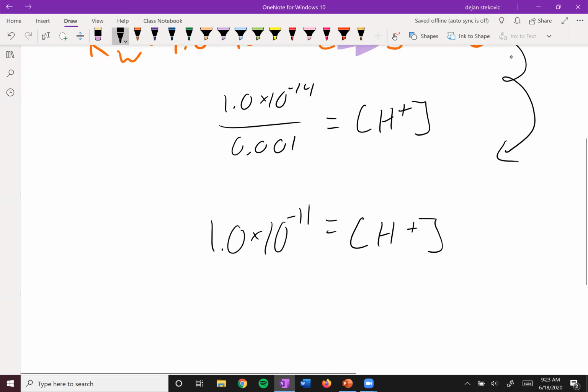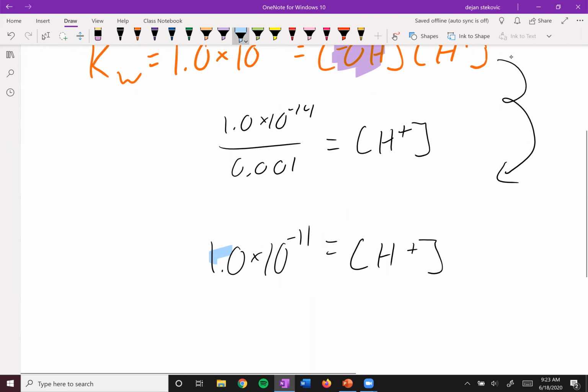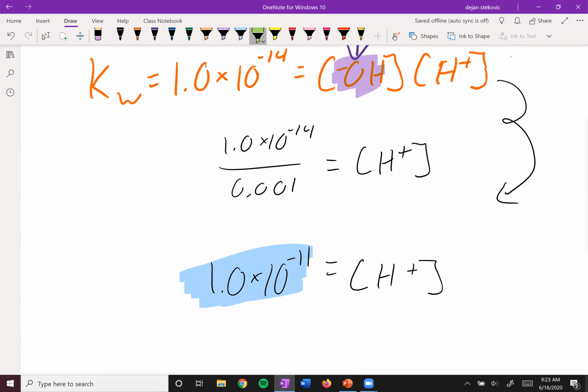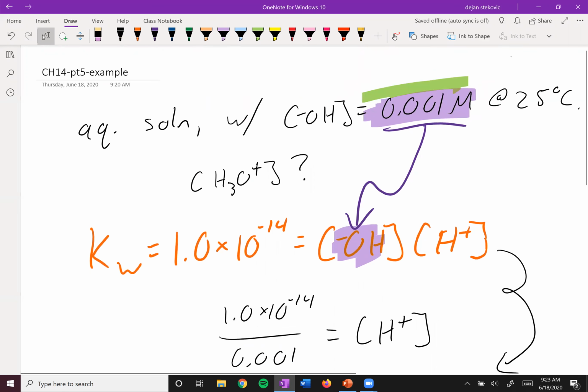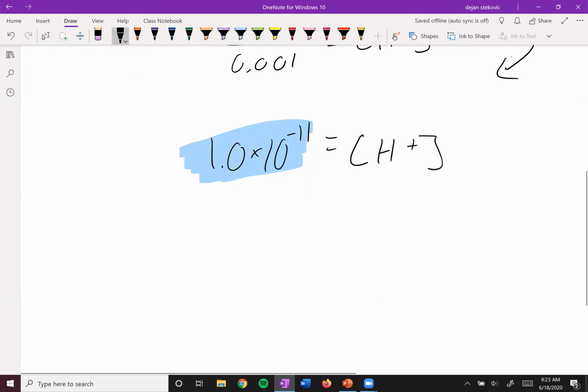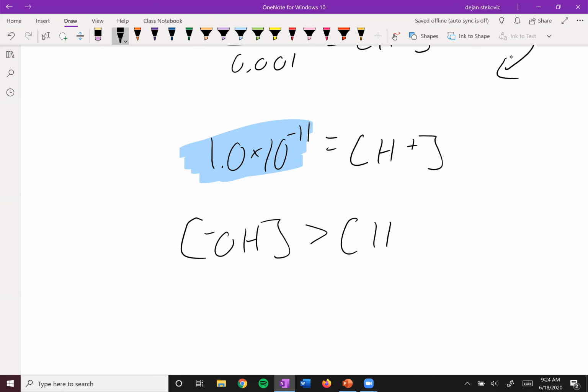And so if we think about what our concentrations are, right, our concentration of H plus is 1 times 10 to the negative 11. That's a tiny number. And then our concentration of hydroxide was this 0.001, or 1 times 10 to the negative 3. We have a lot more hydroxide than we have H plus. Or H3O plus, doesn't matter which one we use. And so in this scenario, when hydroxide is greater than H plus, we say that we are in a basic solution.